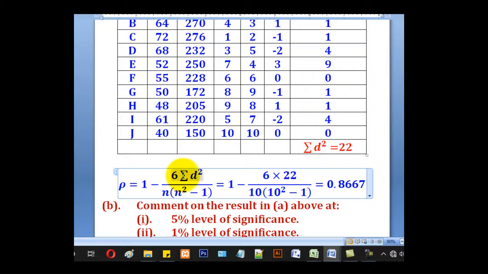Now that we know the summation of d squared and we know that our n is 10, we shall substitute in this formula to calculate Spearman's rank correlation coefficient. So substitute 1 minus 6 times 22, which is the summation of d squared, over n, which is 10, in brackets 10 squared minus 1. When we use the calculator, we shall come up with 0.8667. So that is our Spearman's rank correlation coefficient.